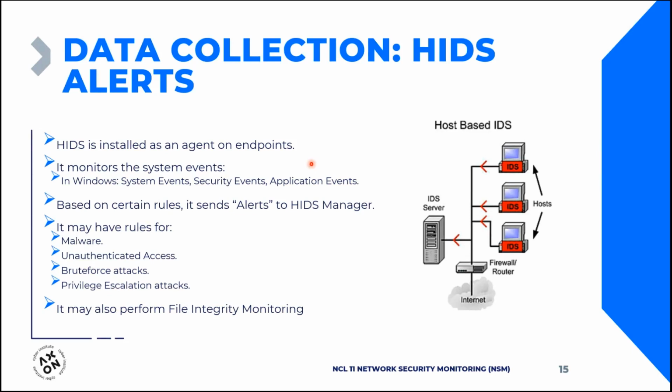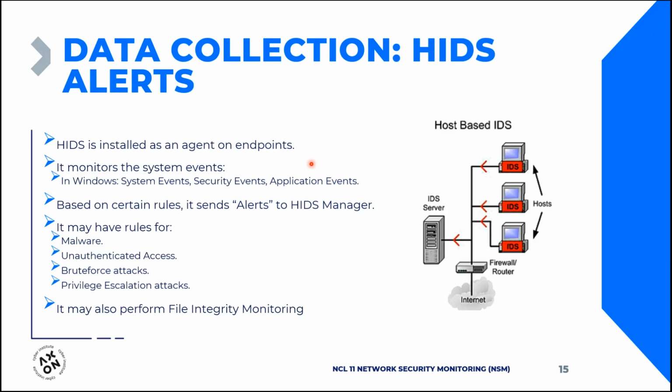And again, it has signatures just like the NIDS, and it can, for example, attempt to detect unauthenticated access or a failed password, brute force attacks, privilege escalation attacks, etc. So a privilege escalation attack, for example, might not leave a trace on the network, but if you have a HIDS, you are able to see it or detect it. The same goes for malware; it can have signatures for malware.